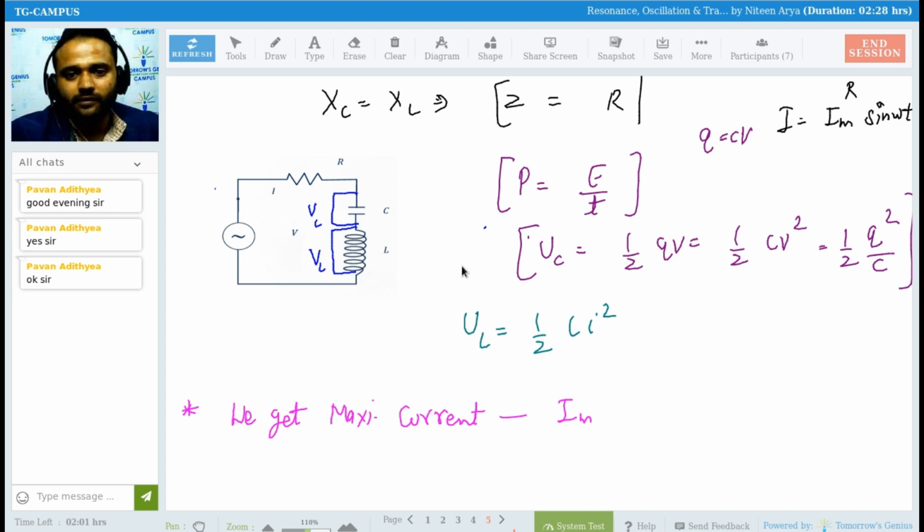And there is one graph also, which looks somewhat like this. Just a minute.